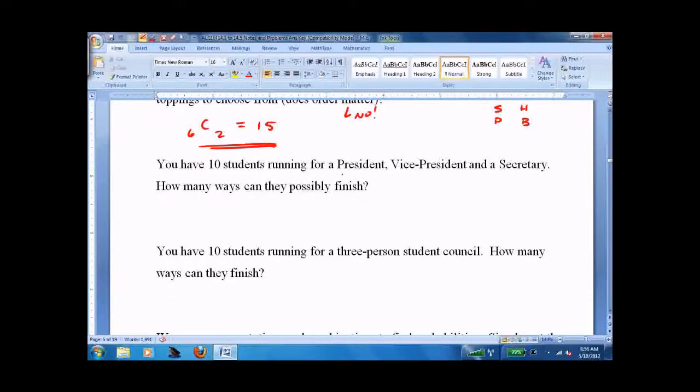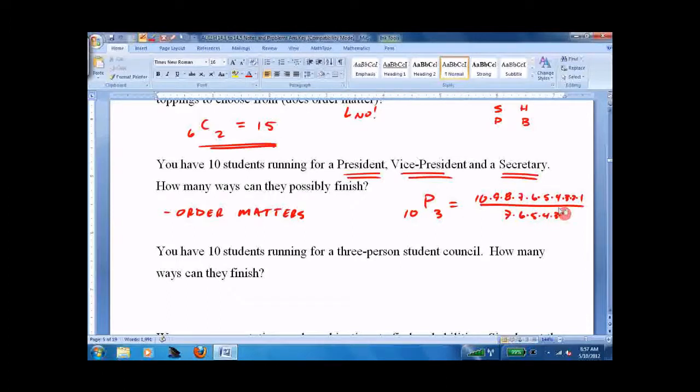You have 10 students running for president, vice president, and secretary. Does it matter who wins president versus secretary? Yes, it does. So you need to do that first. Say order matters. And then if order matters, it's a pure permutation. 10 people running, 3 being chosen. 10 minus 3 is 7. 720 different ways.